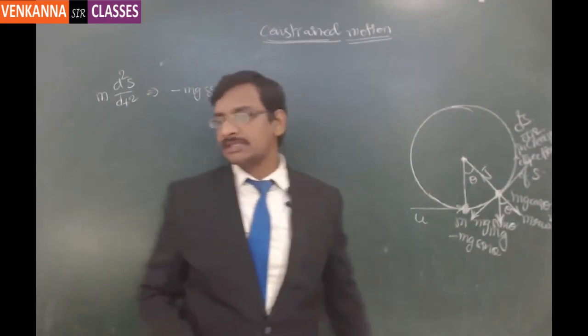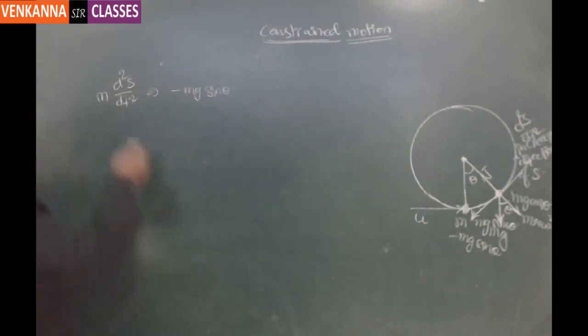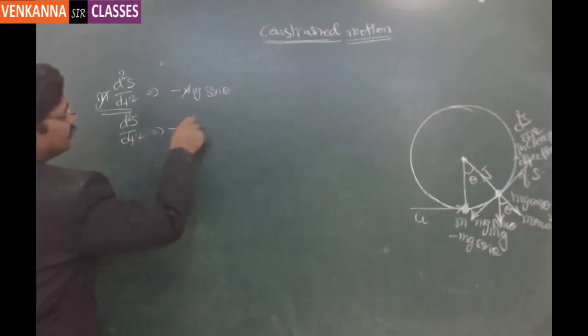So if you multiply the acceleration with the mass, then it is going to give the force, and the same force is getting balanced by mg sin theta in the opposite direction. So m into d²S/dt² is equal to minus mg sin theta, and m will cancel, and d²S/dt² is equal to minus g sin theta.